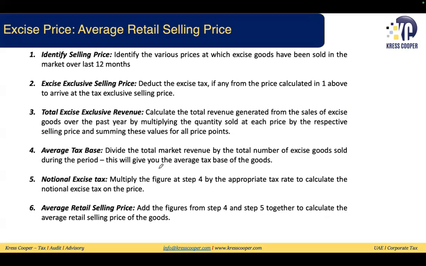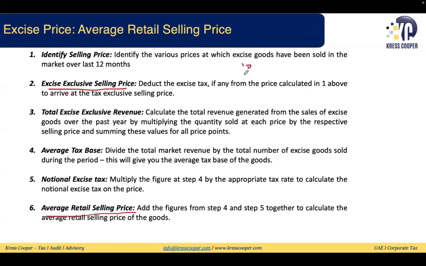Then you need to apply a weighted average, a simple formula. Excise exclusive selling price multiplied by number of units, divided by total number of units, and you will get one average price. This is called the notional price. You need to apply excise duty on this notional price, then you will get the average retail selling price.